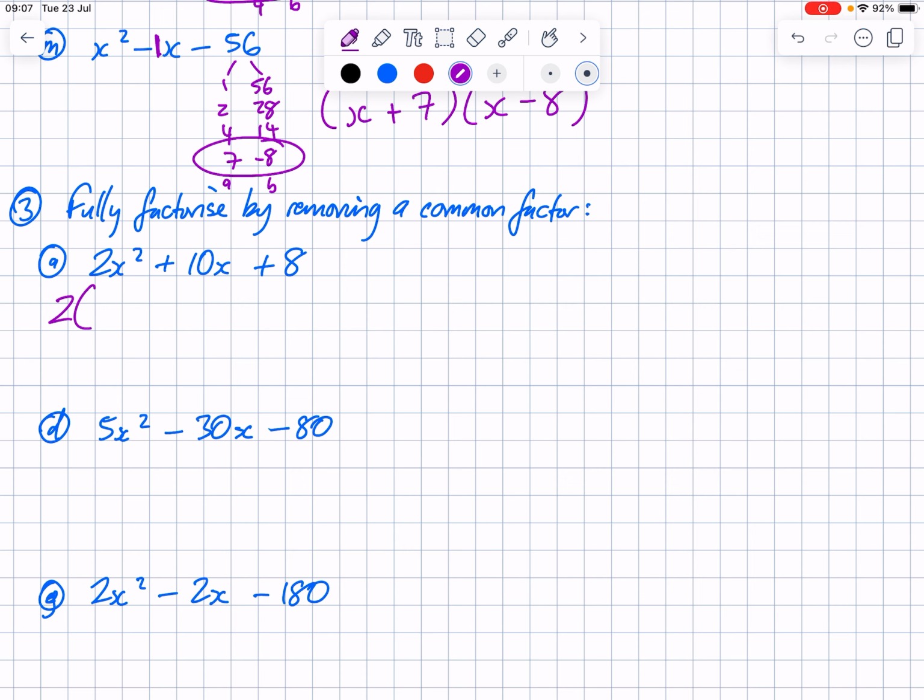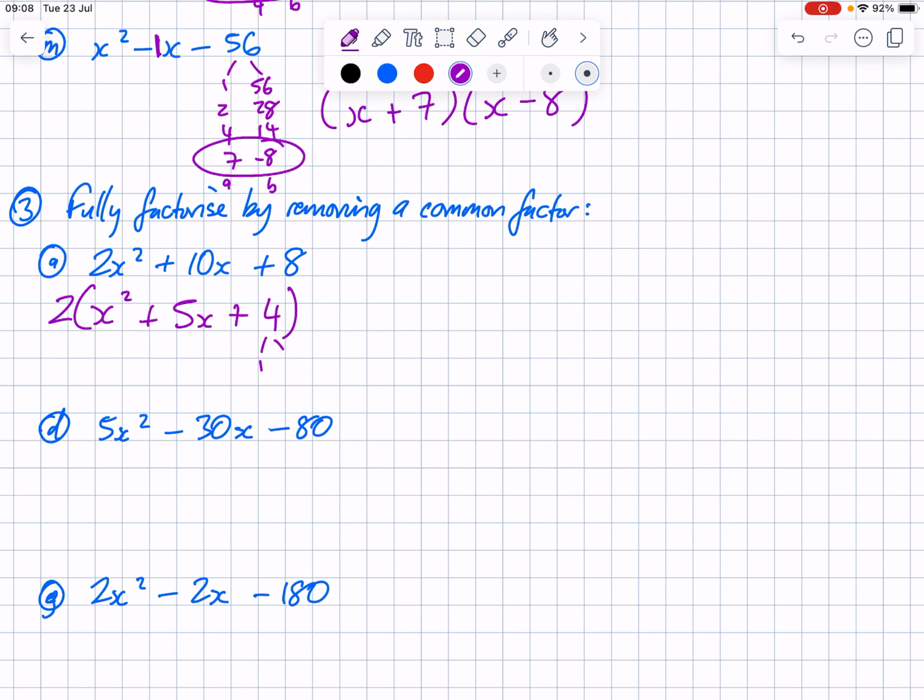What do I times 2 by to get 2x squared? I would times it by x squared. What do I times 2 by to get 10x? 5x. What do I times 2 by to get 8? 4. So now we try to factorize this with sum and product rule.